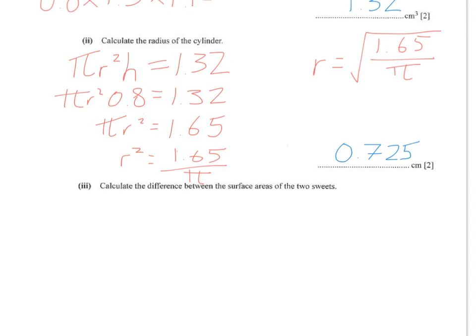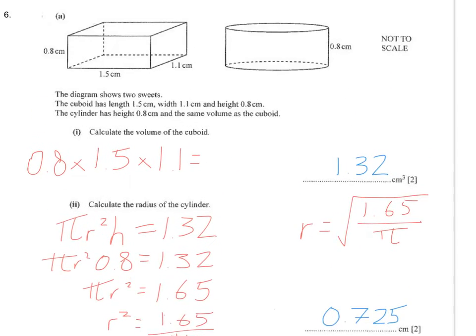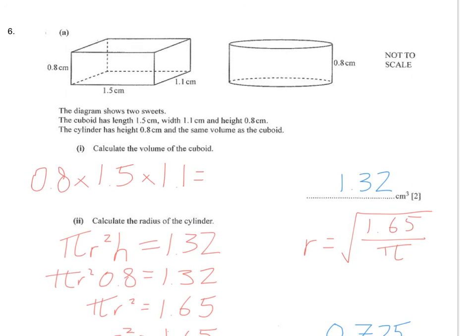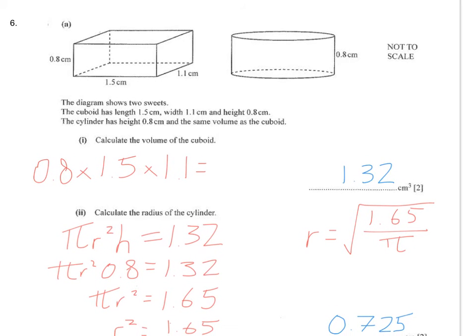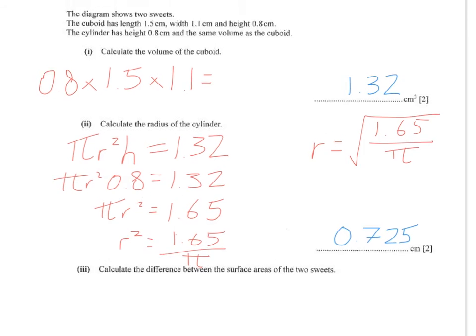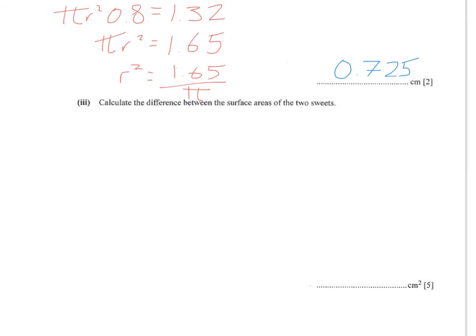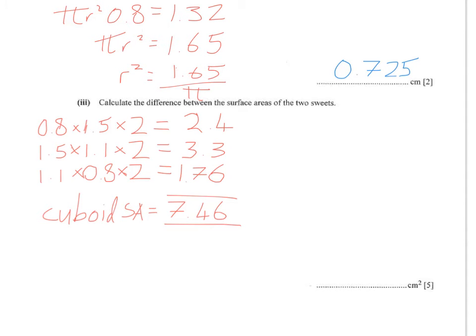So, part 3 then. The difference between the surface areas of these two sweets. So, I now have all the dimensions of both of them, so it's fairly straightforward. I've got to work out the surface area of the cuboid and the surface area of the cylinder, and then find the difference in them. Now, I think the surface area of the cuboid is quite easy, so I'm just going to pause this and do it quickly now. Okay, hopefully that makes sense to you.